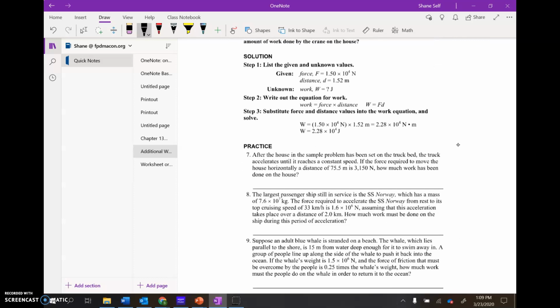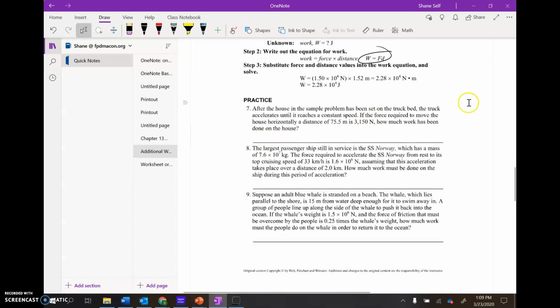All right, going all the way down, number 7. This is our plain old work is equal to force times distance. After the house in the sample problem has been set on a truck bed, the truck accelerates until it reaches a constant speed. If the force required to move the house horizontally a distance of 75.5 meters is 3,150 newtons, how much work has been done?